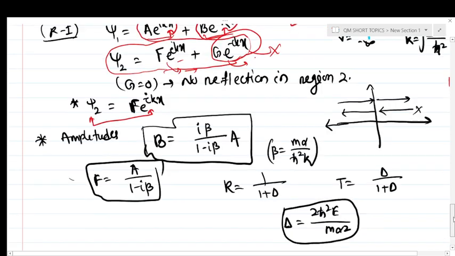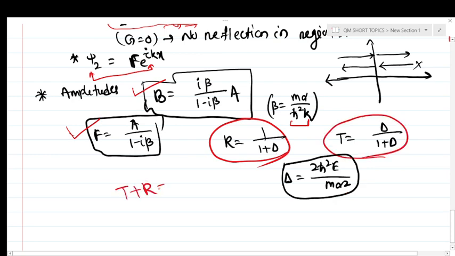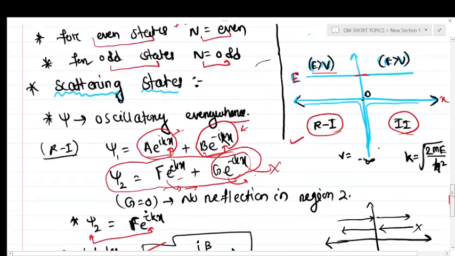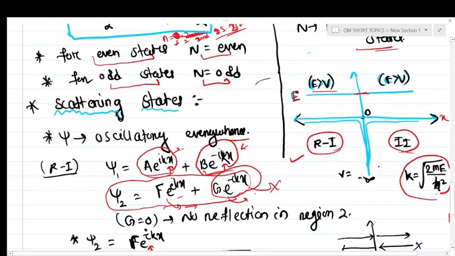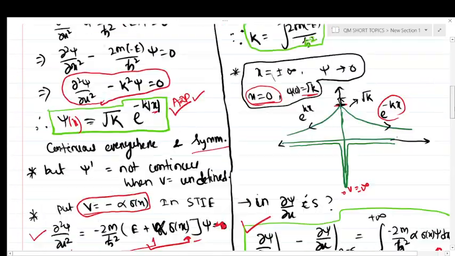Okay, and if you want to find the relation between the amplitudes, you can use these things, b in terms of a and f in terms of a. Here beta is m alpha by h squared k, and R is the reflection. Reflection is 1 by 1 plus delta, and delta is 2 h squared E by m alpha square, and T is the transmission. As you know, transmission plus reflection is equal to 1. Okay, by this you can find out the things. And here k is root 2m E by h squared, because here E is positive. Okay, and all the things I have already mentioned, and thank you.